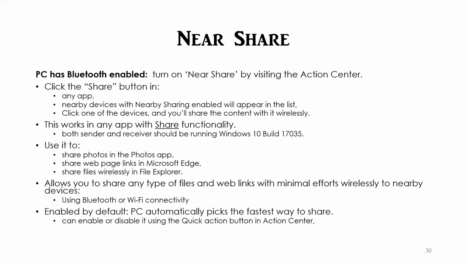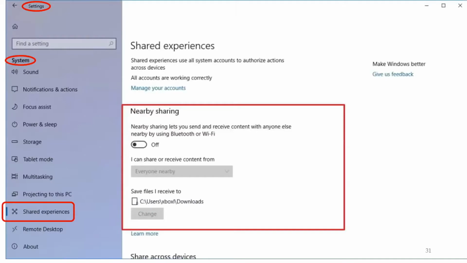What does this look like? Well, if you go into Settings, then System, then Shared Experiences, you have to turn it on. Okay. And now you have nearby sharing that's available, and you can do this simply by getting the devices close enough to each other. And I'm going to talk a little bit more down the line about Bluetooth and what's happening with Bluetooth.